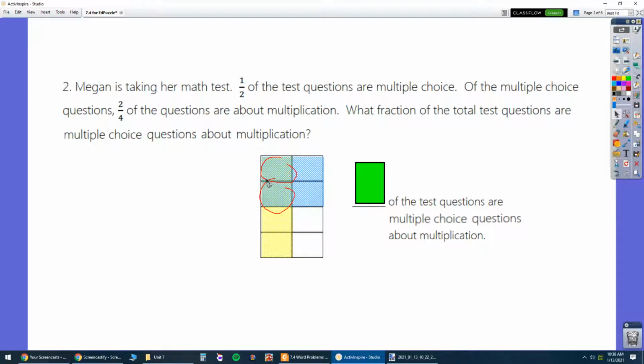And again, the overlapping part is our answer. So what fraction of the test questions were multiple choice about multiplication? Well, 2 parts out of how many? Count the total number of pieces. 1, 2, 3, 4, 5, 6, 7, 8. 2/8 would be our fraction that we're looking for. Again, it's because they're in both categories. They're multiple choice, which is in the yellow section, and they're about multiplication, which is in the blue section, and that makes 2 out of 8 altogether. We won't worry about simplifying during this particular video.